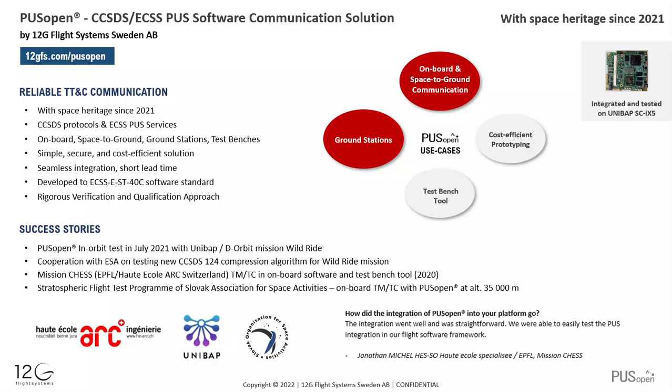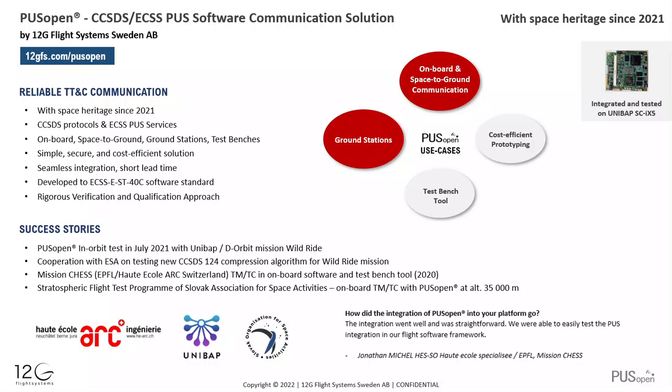We had nice cooperation with the Swedish company Unibap that integrated PUSopen into their space cloud solution on the IX5 computer, and in June 2021 that integration was tested in orbit. It was a mission called Wild Ride organized by D-Orbit. All the in-orbit operations went well, so PUSopen has a space heritage. We even helped ESA to test their implementation of the CCSDS 124 compression algorithm on the Wild Ride mission.